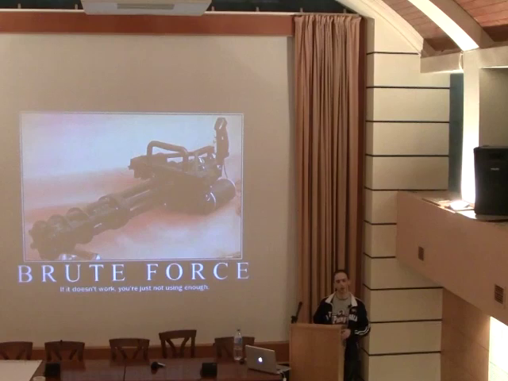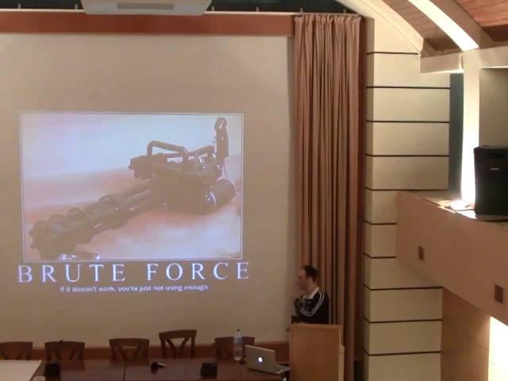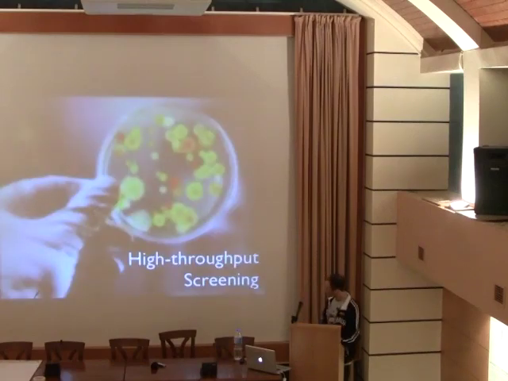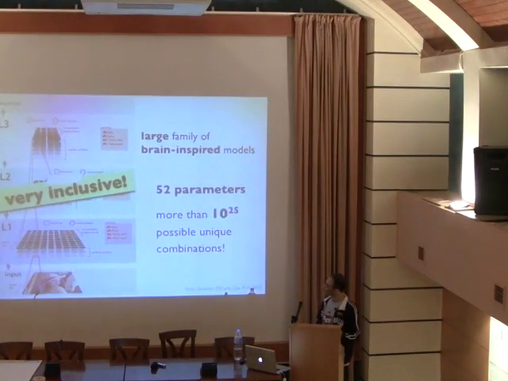So here we try to build a very large family of models. 52 parameters, if you want, it's 10 to the 25 possible unique combinations. We try to be very inclusive, have some of the secret sauce of some groups, the product space of all of these potential combinations. So try to see what works, and try to understand how this kind of model works.